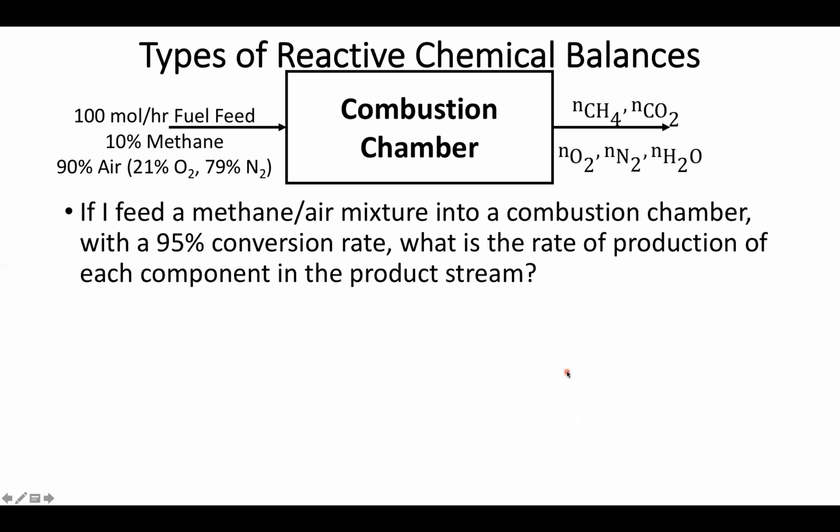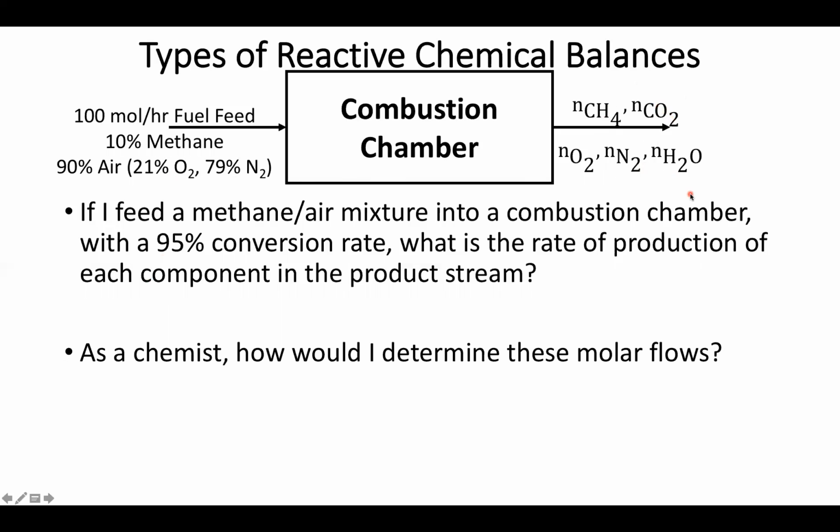So let's say that I've got the good old case of combustion. I'm feeding in methane and air, which is going to be a mix of O2 and N2, and I'm going to end up producing a whole slew of products: methane, CO2, O2, N2, and water. And I'm going to be doing this at a 95% conversion rate. And now I need to try and figure out what the rate of production of each of these products is.